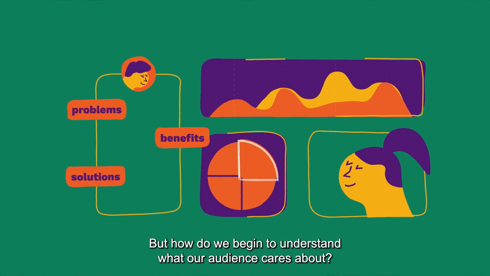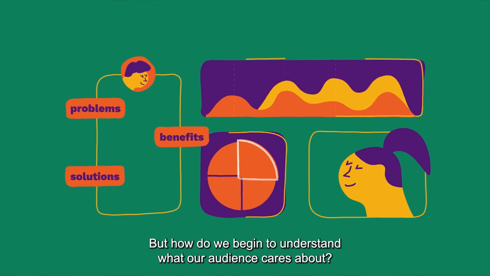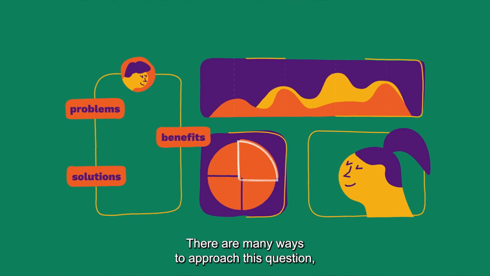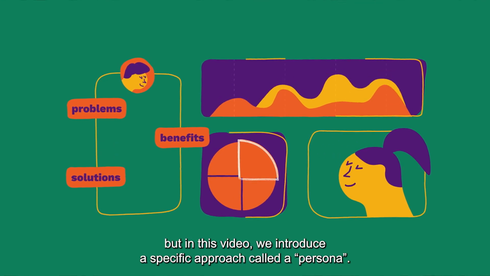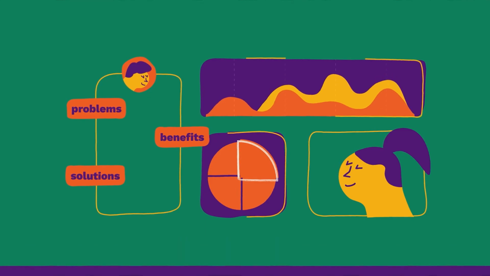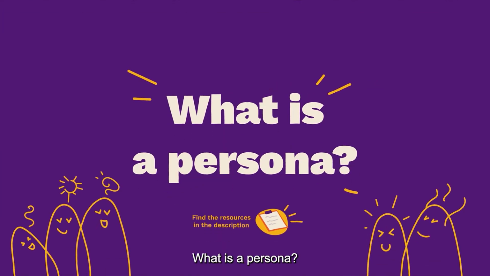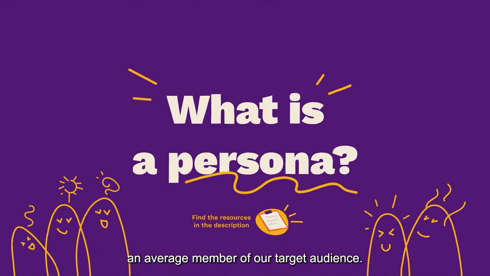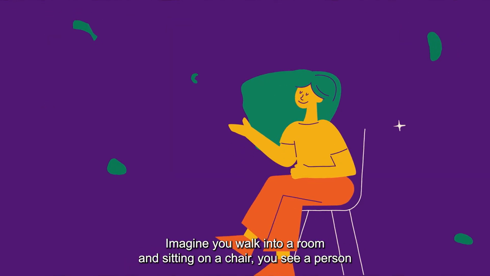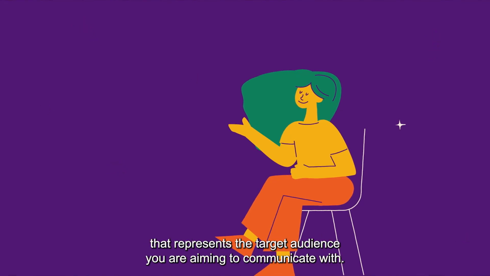But how do we begin to understand what our audience cares about? There are many ways to approach this question, but in this video, we introduce a specific approach called a persona. What is a persona? A persona is a fictional profile created to represent an average member of our target audience. Imagine you walk into a room and sitting on a chair, you see a person that represents the target audience you are aiming to communicate with.